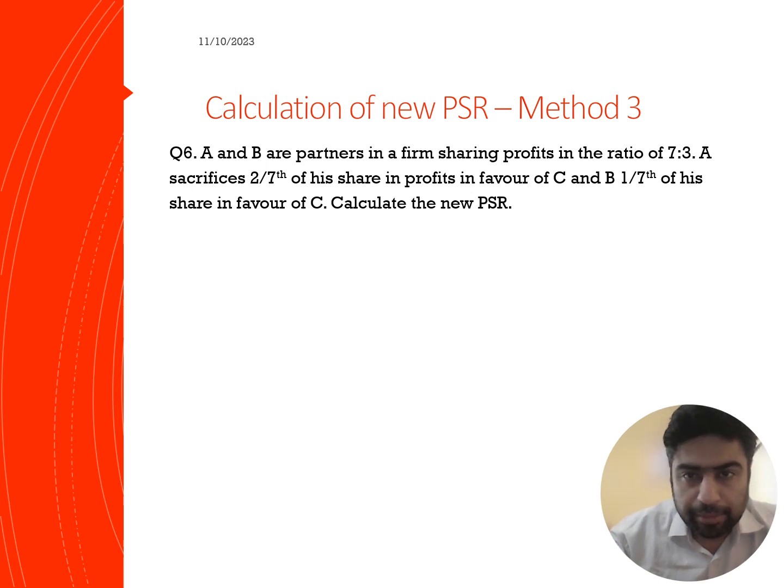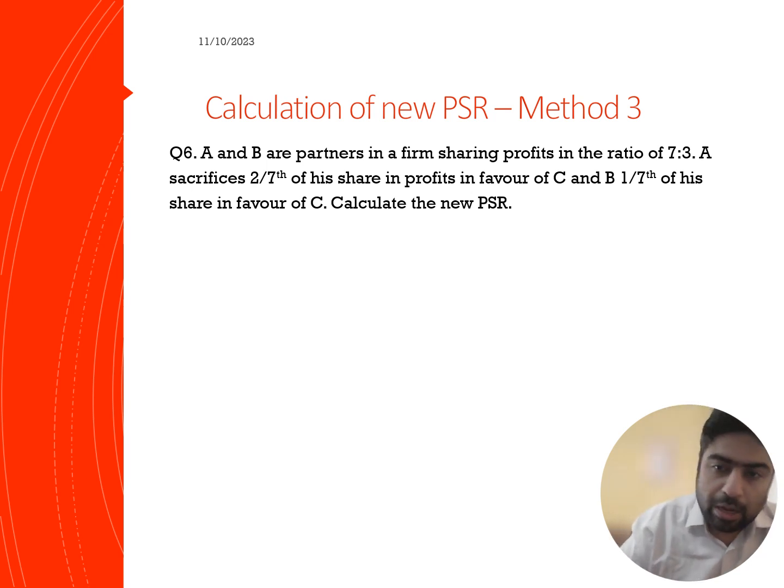So in method 3, it's slightly different from whatever we've done so far in method 1 and method 2. So let's read the question first. It says A and B are partners in a firm sharing profits in the ratio of 7:3. A sacrifices 2/7 of his share in profits in favor of C, and B sacrifices 1/7 of his share in favor of C. And we need to calculate the PSR. Now, for all students, this is a very important aspect. I'm going to tell you the difference and how you can identify which method is to be applied according to the question and the language.